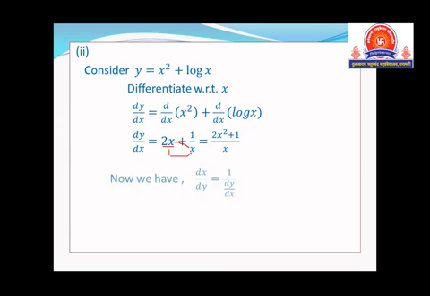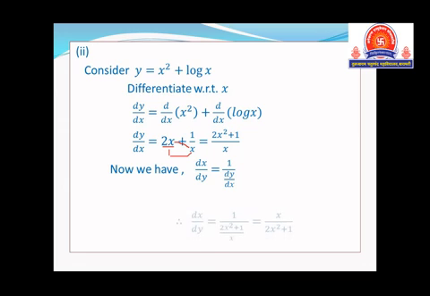So after this we have to find out again the derivative of inverse function, that is dx by dy, which is equal to 1 upon dy by dx. So let us substitute the value of dy by dx here, which we have calculated, 2x square plus 1 upon x. Is equal to, take the reciprocal, x upon 2x square plus 1.